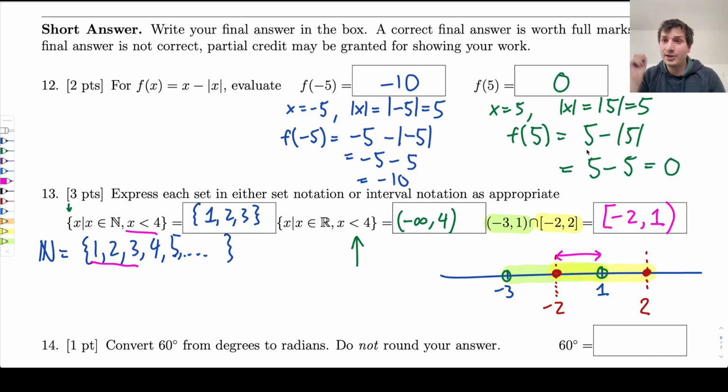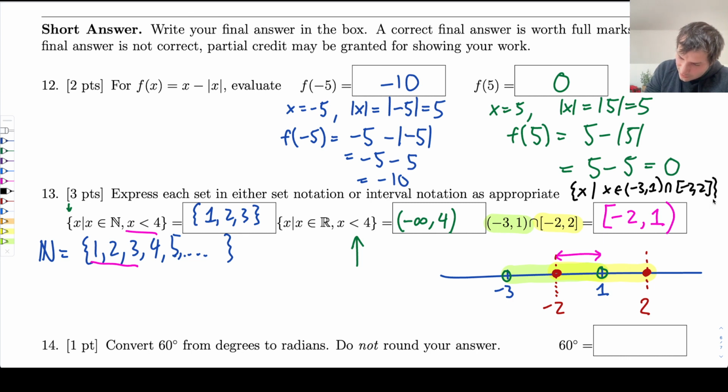That's the answer to this one. This one was also quite poorly done. And actually, there were a lot of people who wrote stuff like this. They wrote x such that x is either, or I guess they wrote and. Okay, so if you wrote this, x is in minus 3 to 1, intersect minus 2 to 2. This is one common answer we got for people here.